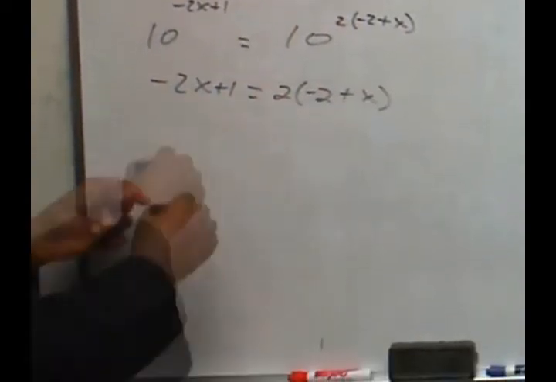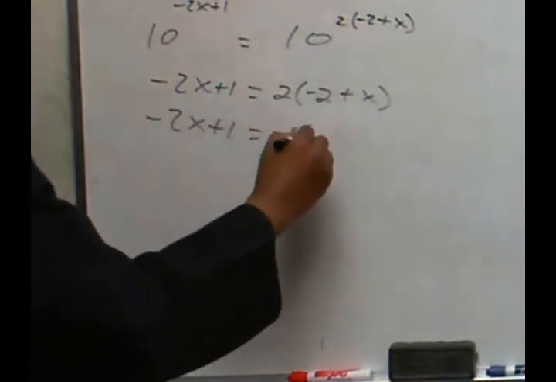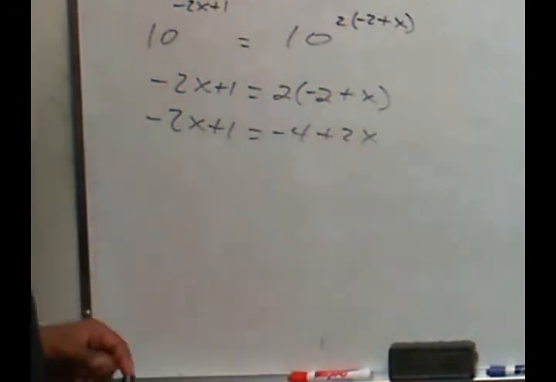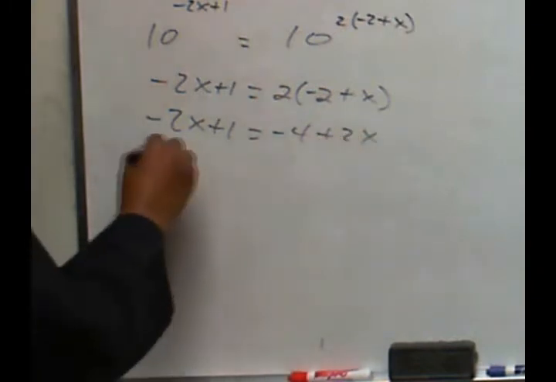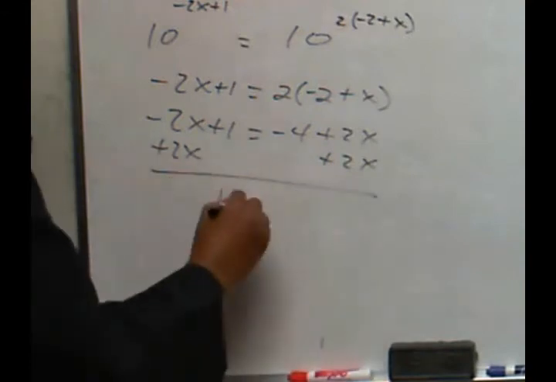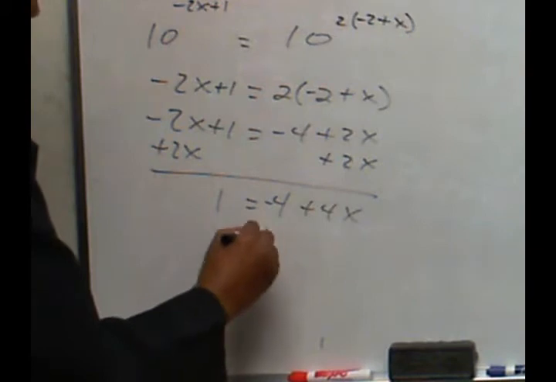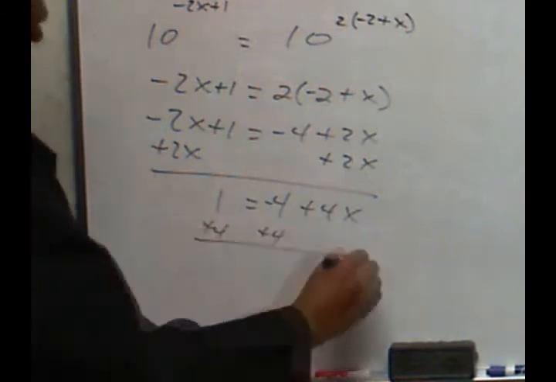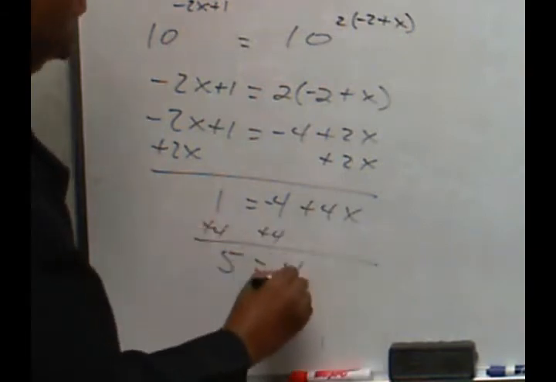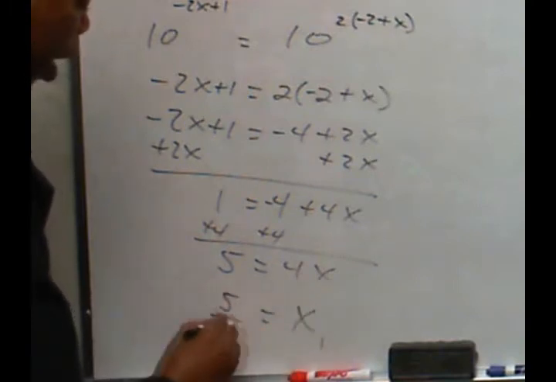And then when we solve this, we get negative 2x plus 1 equals negative 4 plus 2x. Here I'm going to add 2x to both sides, and I get 1 equals negative 4 plus 4x. And I add 4 to both sides, and I get 5 equals 4x. This implies x is 5 over 4.